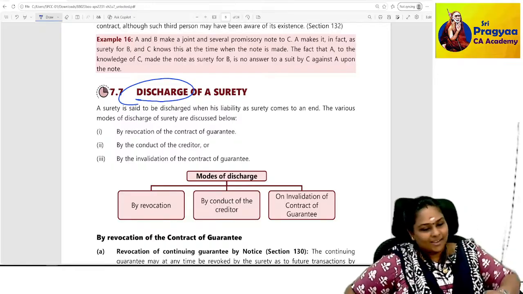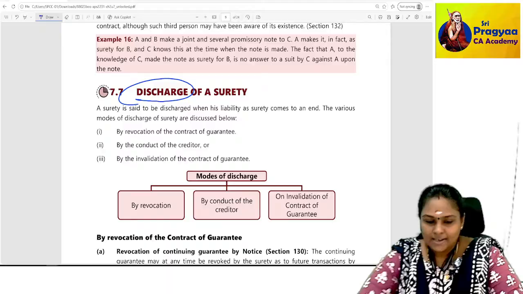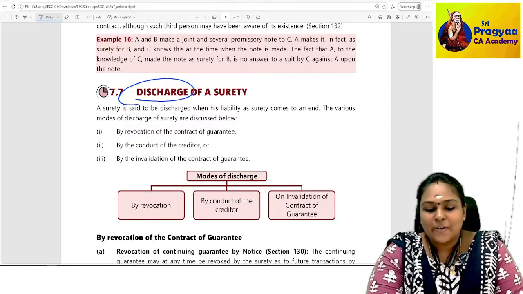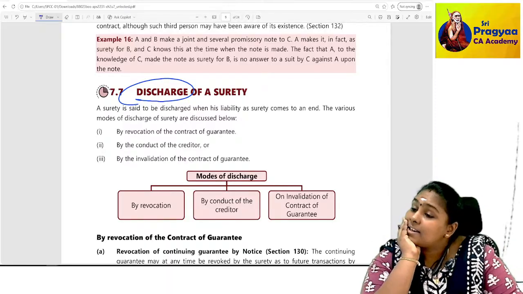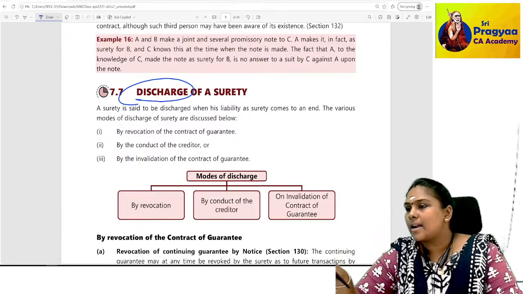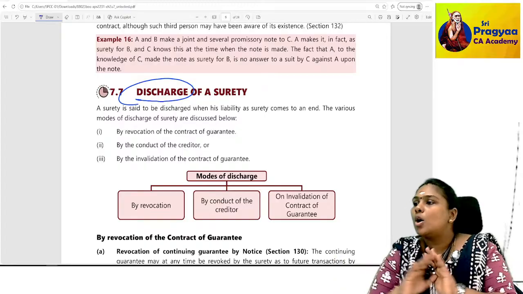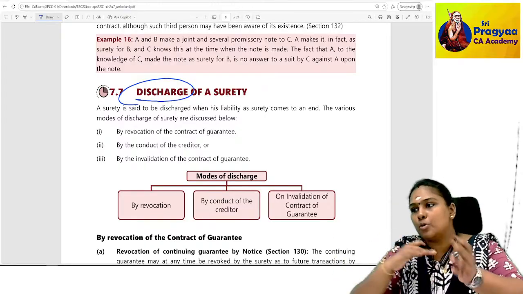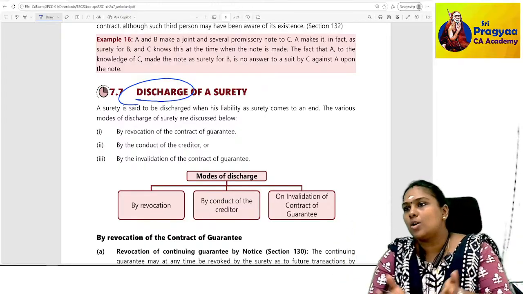Monday ஆகுமா? Okay. Now, discharge of contract. What do you mean by discharge of contract? Which means அதுக்கு மேல அந்த contract has nothing to perform. All the obligations are owed from both the parties. Correct? That's the meaning of discharge.